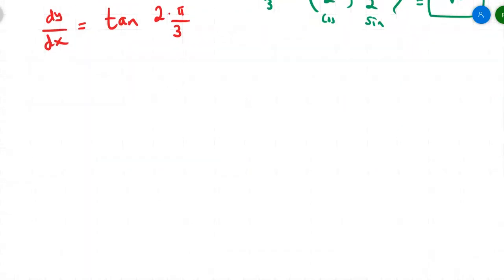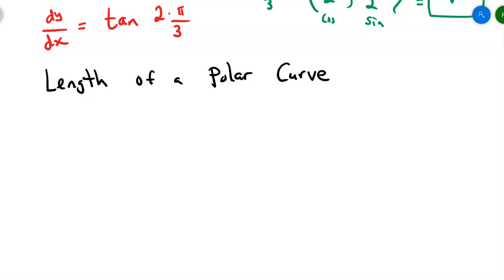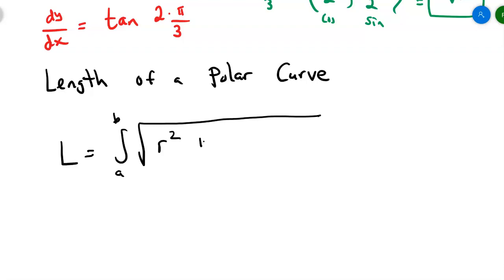If you can do length of a rectangular curve, then you can do length of a polar curve. The length of a polar curve formula looks like this. I'm not going to go through and derive the whole thing. A and B will be my limits of integration, and I'll end up with the square root of r squared plus dr d theta squared. So this should look somewhat like a parametric form. And then over here, d theta.